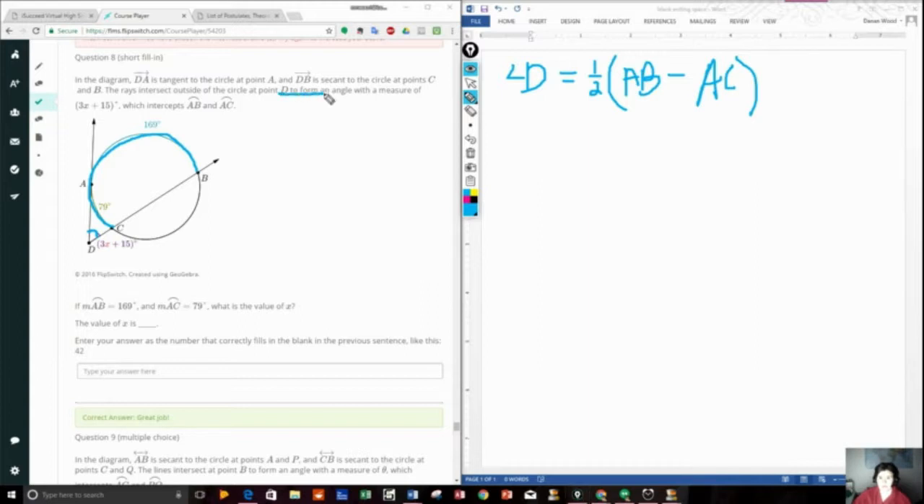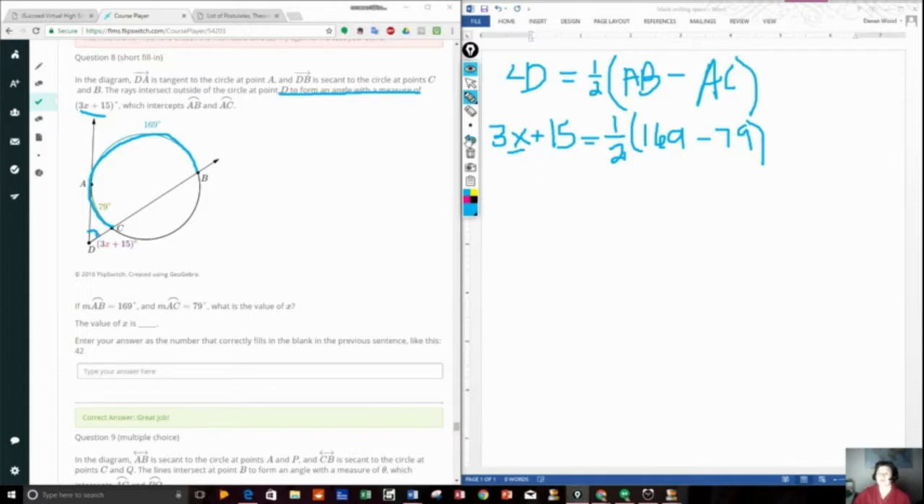The angle D is given as 3x plus 15, so we know angle D is 3x plus 15. That's going to equal 1/2 times the measure of arc B, which is 169, minus the arc AC, which is 79. And now we're going to simplify for x.